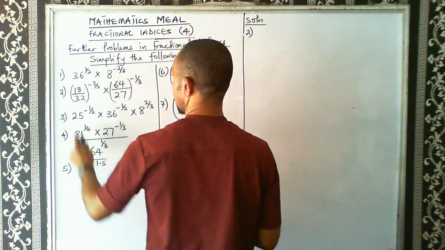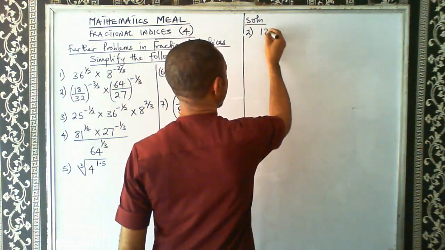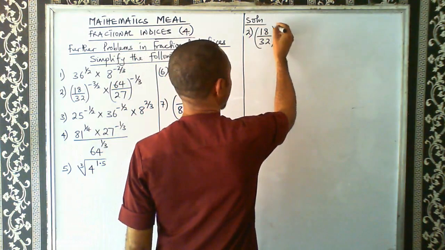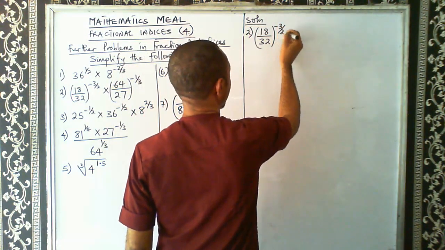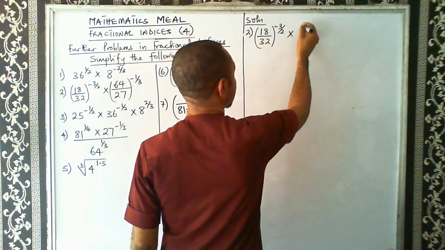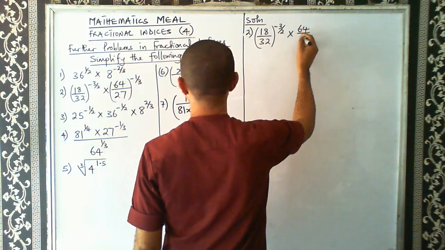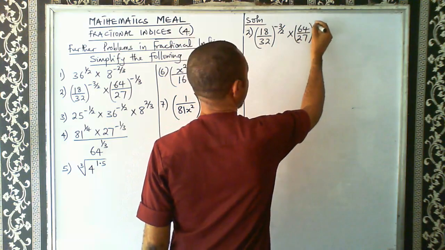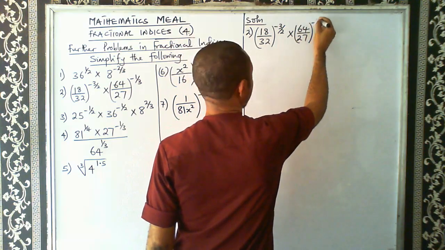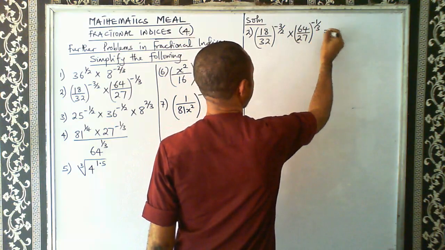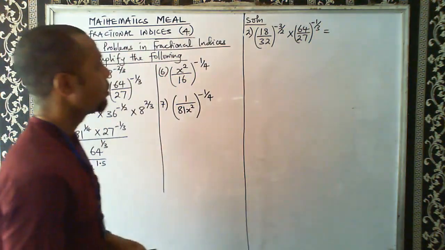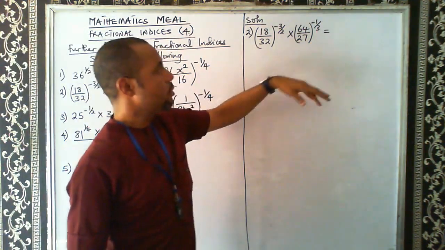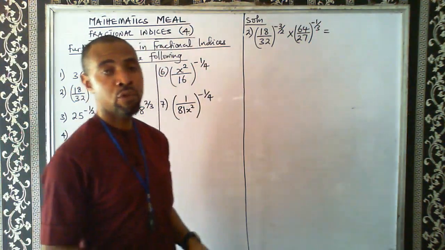Question number 2. We have (18 over 32) raised to power 1 minus (3 over 2) times (64 over 27) raised to power minus 1 over 3. Okay? So we have taken note of this. We need to move to this next step.